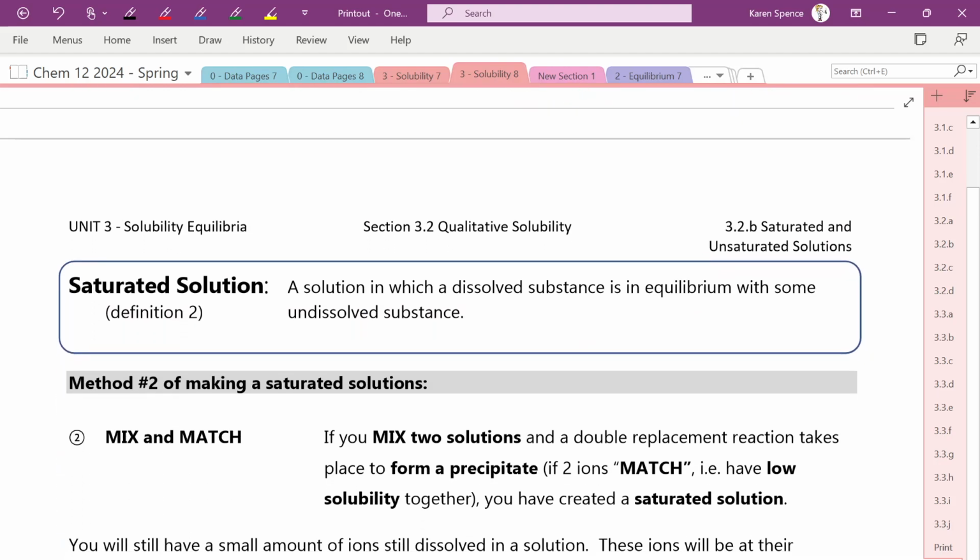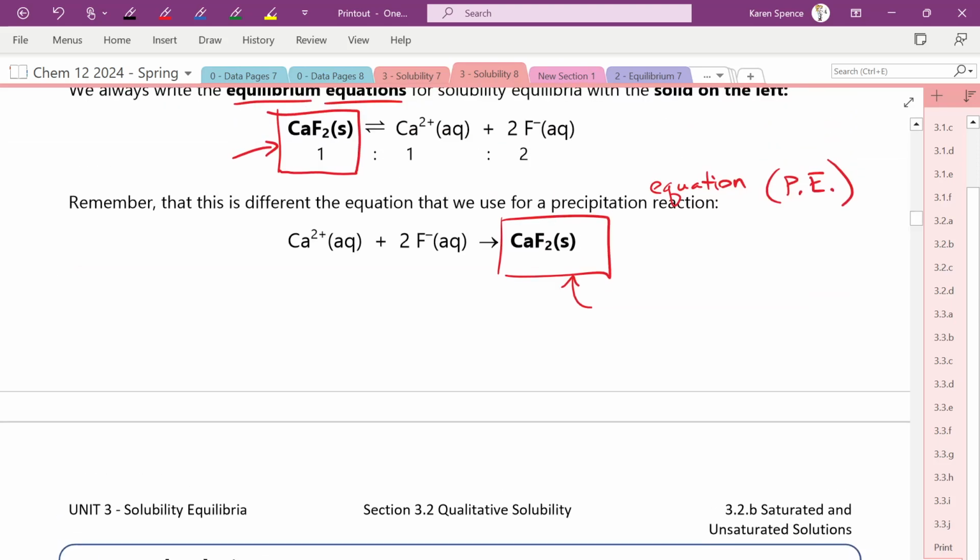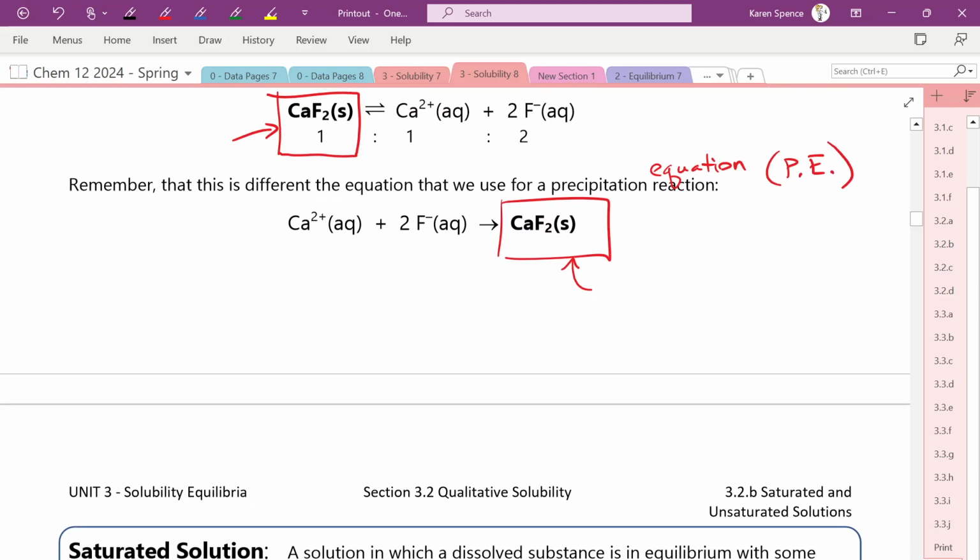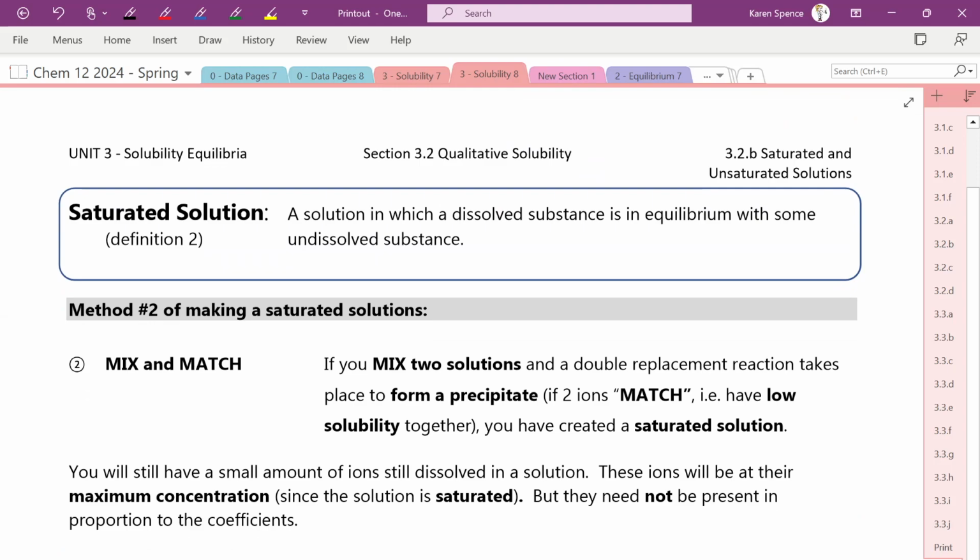Here's a second definition of a saturated solution. Let me know, did I move too quickly or are we good? We're okay? Okay, good.